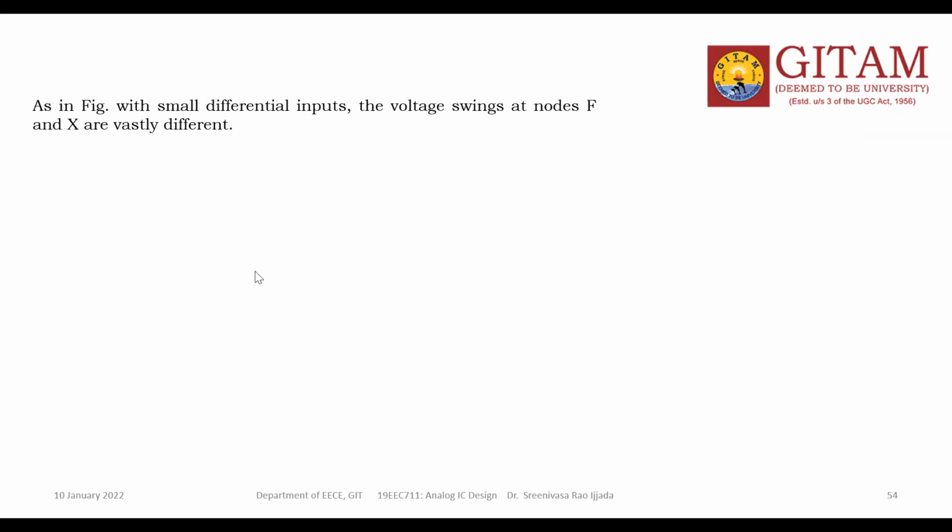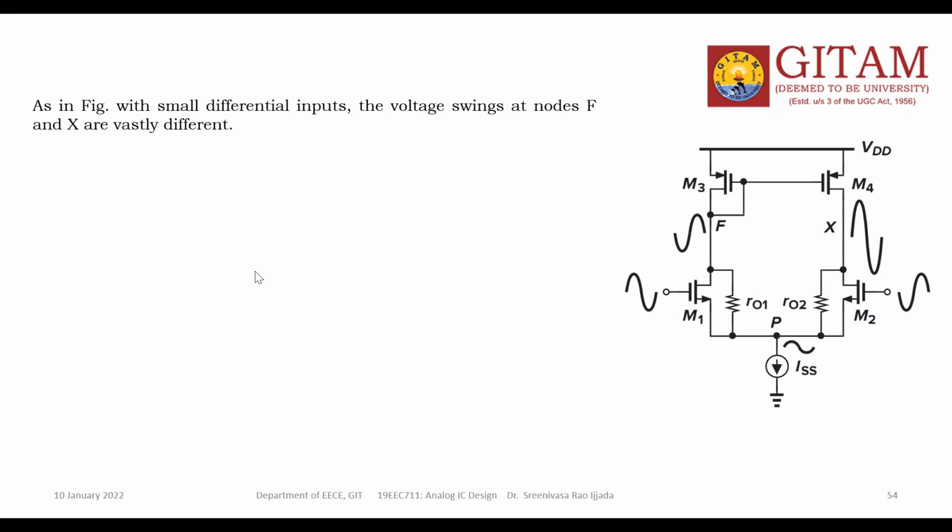So I want to show once again the picture. This is the 5 transistor OTA. Here this is the node F, and this is the node X. In this circuit, this is the input, and this is one more input. Due to this input, this is the output, and due to this input, this is the output.